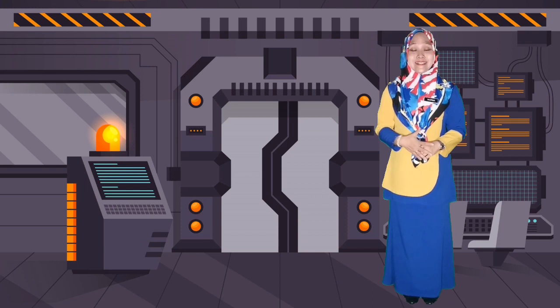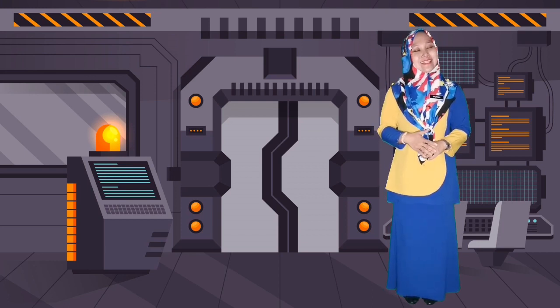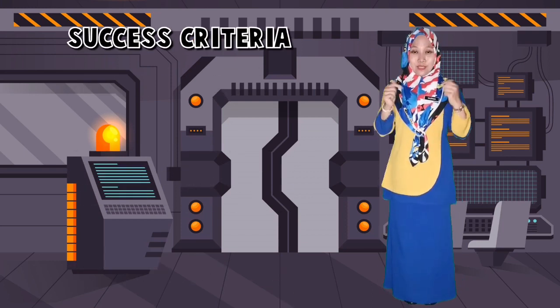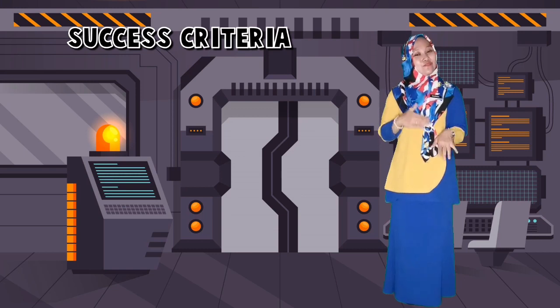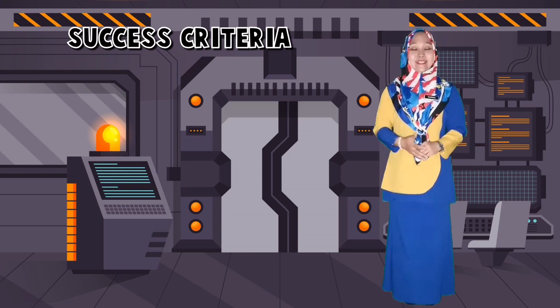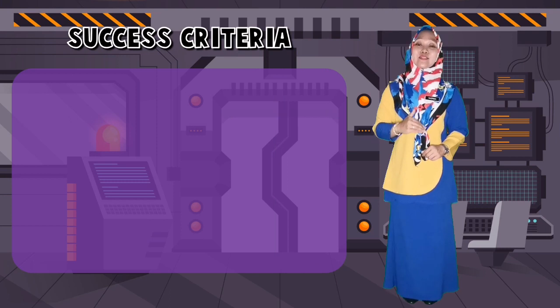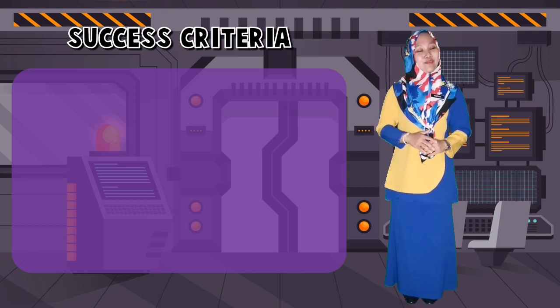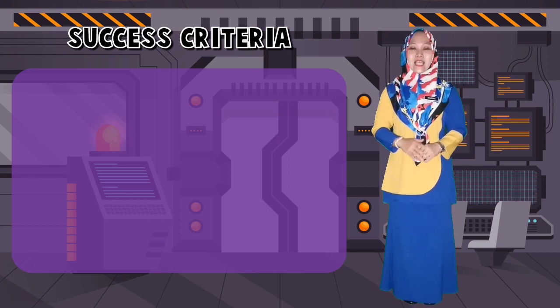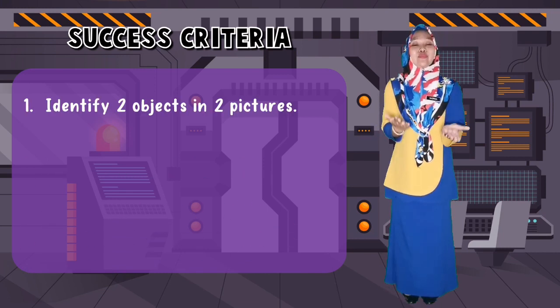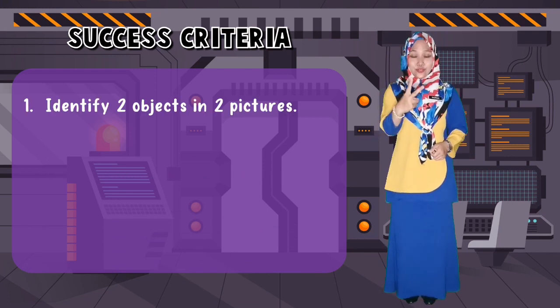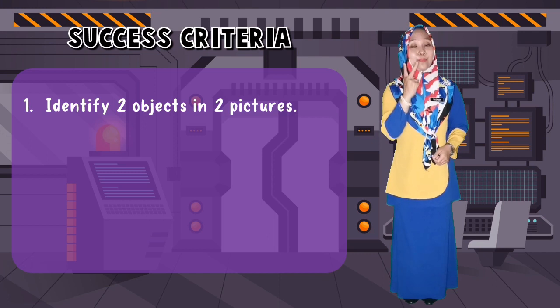How about the success criteria for today's lesson? What you can do in today's lesson to achieve the learning objectives. Let us look at the success criteria for today's lesson. Number 1, you can identify 2 objects in 2 pictures.